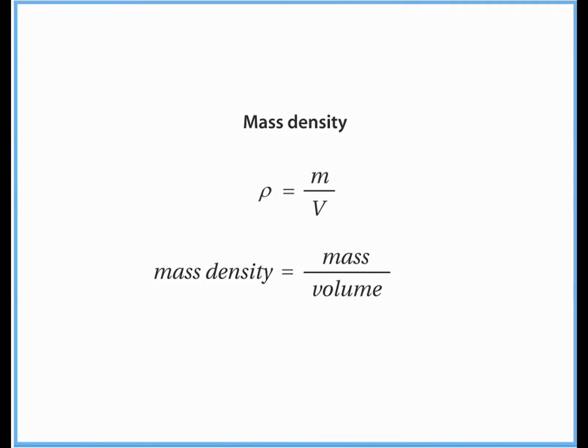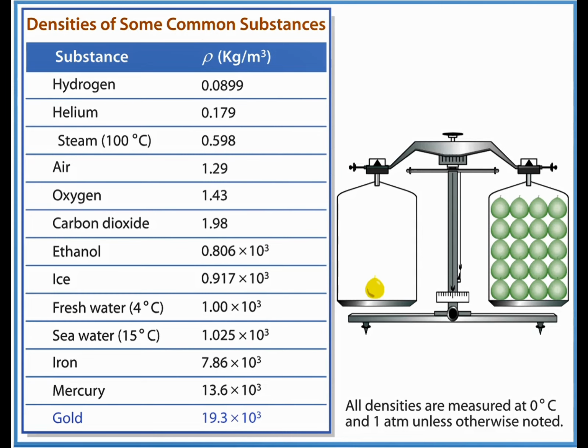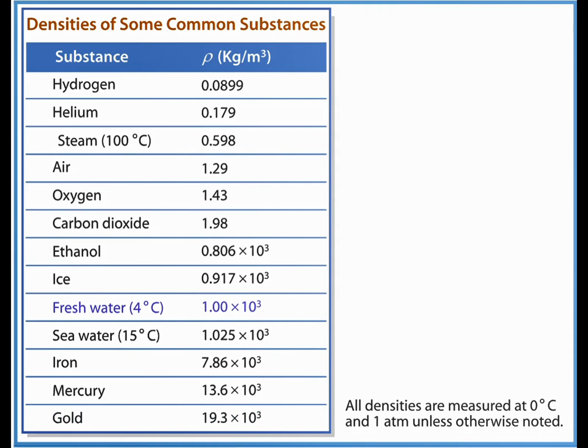Mass density is the mass per unit volume of a substance. The SI unit of mass density is kilograms per cubic meter. Gold is among the densest materials found on Earth. A balloon filled with gold would weigh as much as 20 water balloons. Water is the standard of density. It has a density of 1,000 kilograms per cubic meter or 1 gram per cubic centimeter.